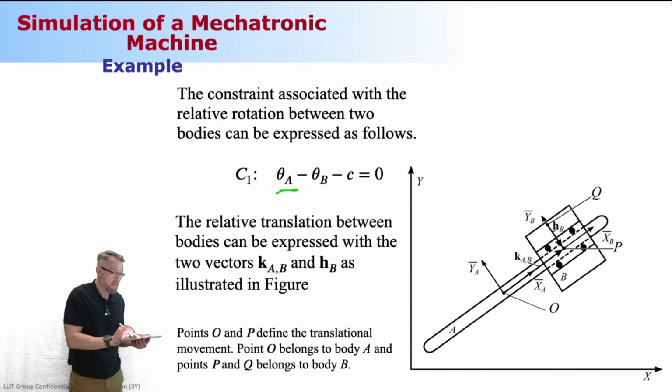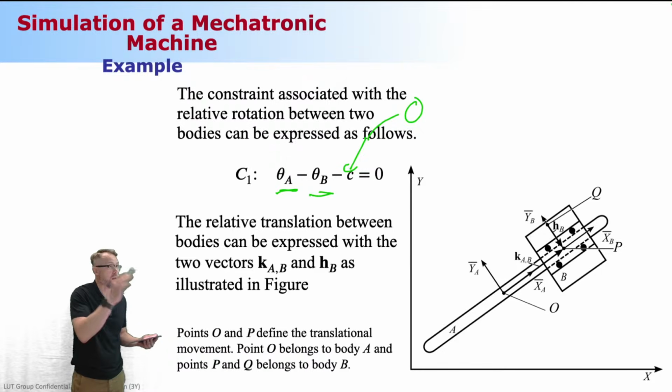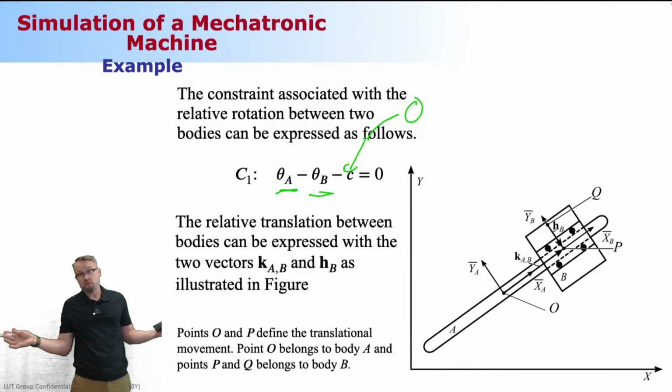So theta A minus theta B has to be equal to a constant number C. Now if the system is rotated like it is shown here, C here is actually 0. So the relative difference between them is initially 0, and it remains 0 regardless of what happens in the system. That's your first constraint.